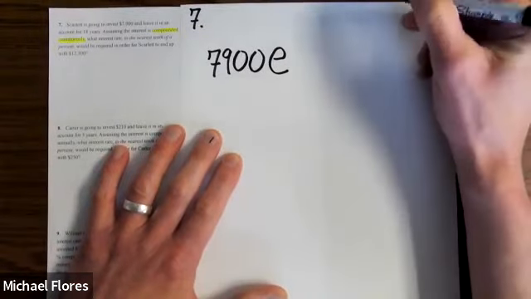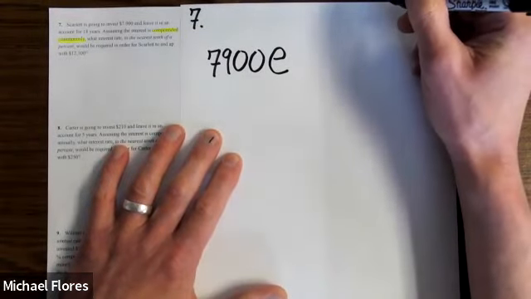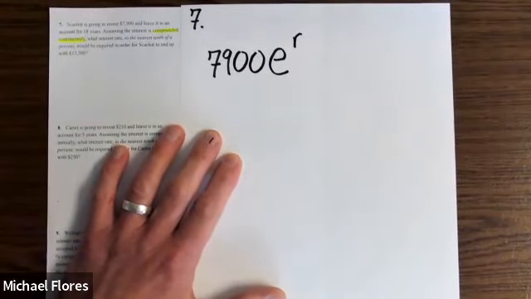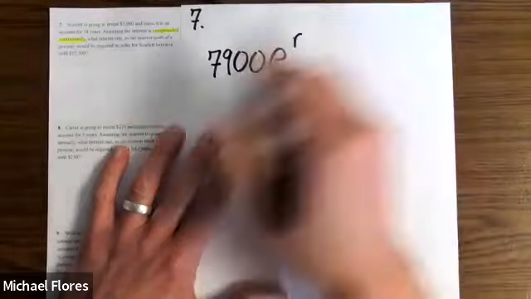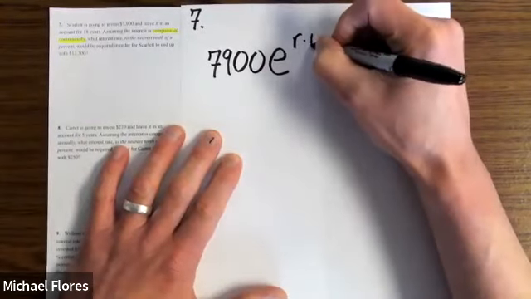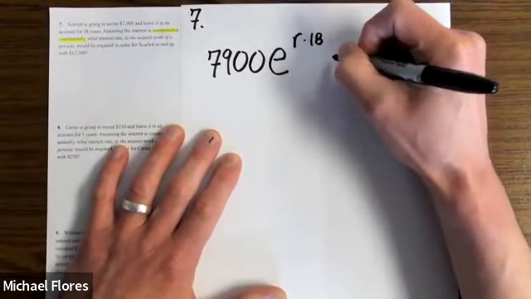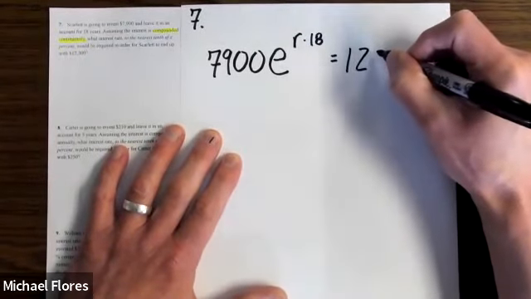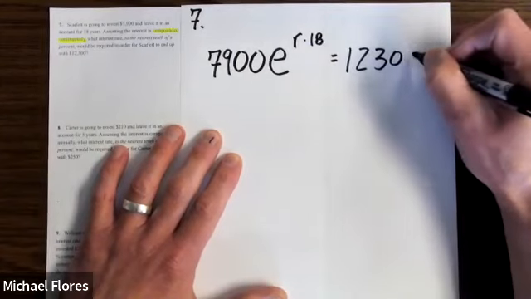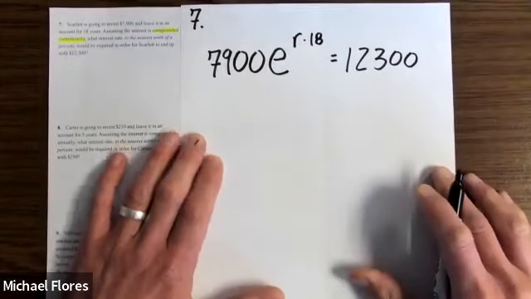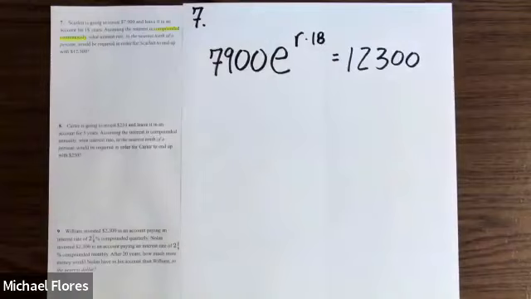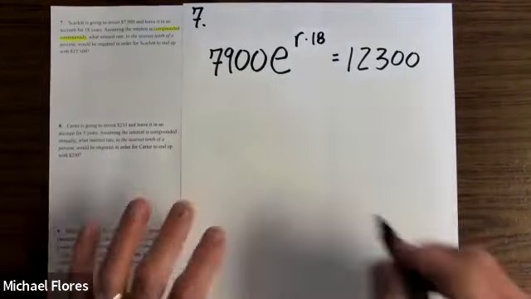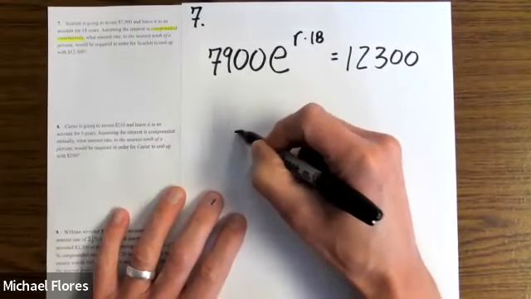Times base e raised. Here we don't know the rate, so that would be variable r. We know that it's going to be in the account for 18 years, so that's our time. And we want to accrue a total of 12,300. Okay, so here we're going to want to isolate base e raised to the r times 18. So divide both sides by 7,900 first.